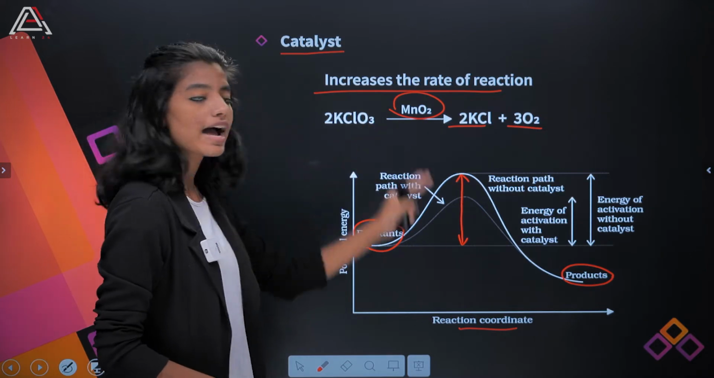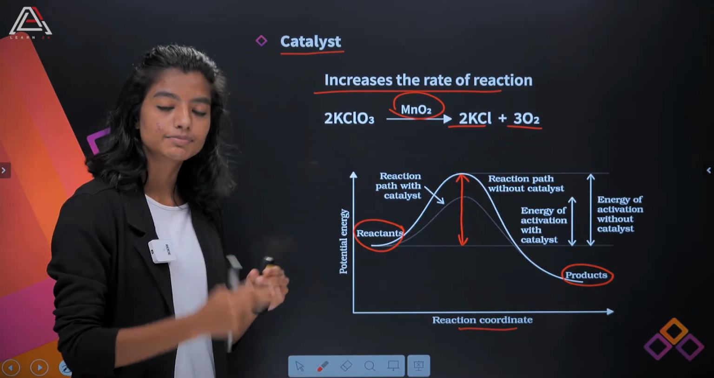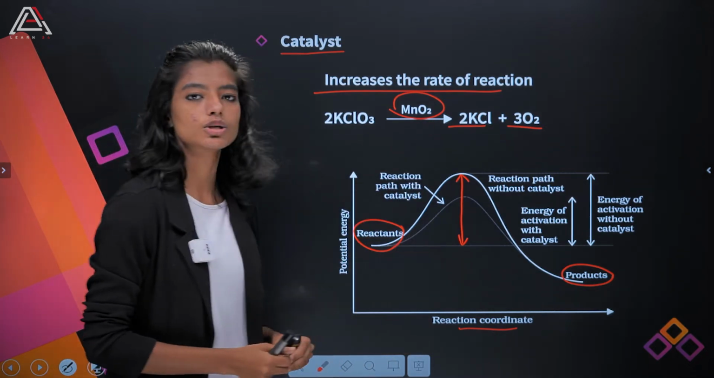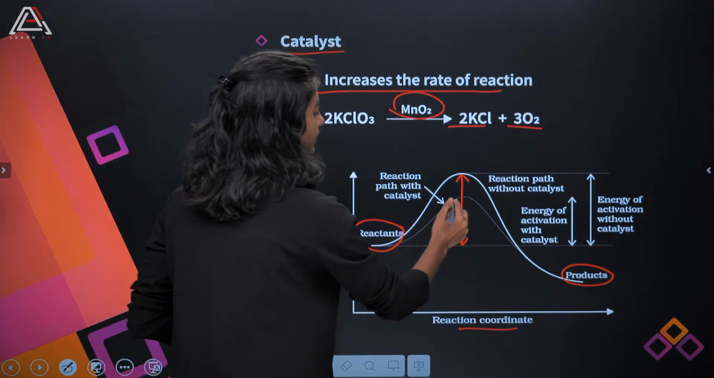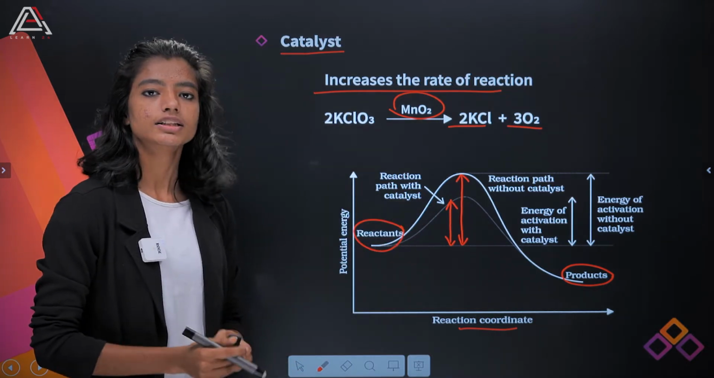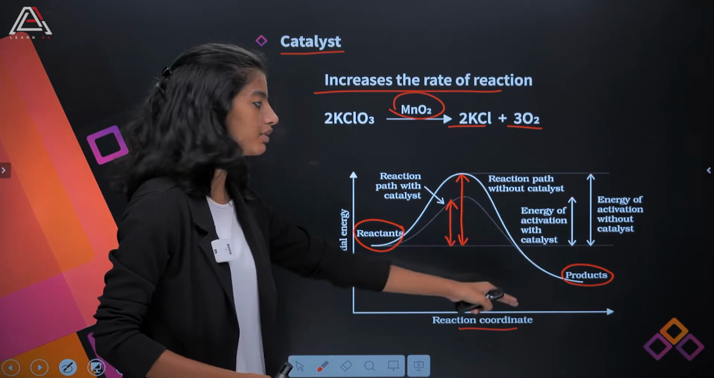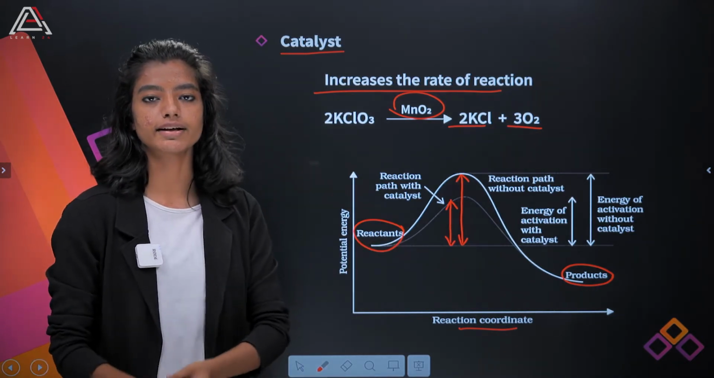Now, if I add a catalyst to this chemical reaction, it speeds up the reaction by decreasing this activation energy. This is the path. If I add the catalyst, it decreases the activation energy this much. So the reactant now should have only this much energy to convert into the product. It increases the speed of the chemical reaction. Clear?